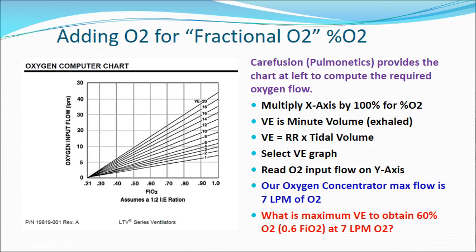So one of the questions I have for you, just looking at this chart, was the maximum VE to obtain 60% oxygen at 7 liters per minute O2. So take a minute and look at that.